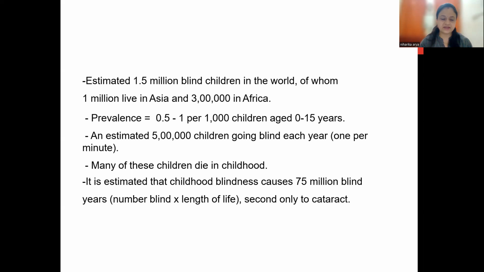So childhood blindness is very important, and its control is very important. An estimated 1.5 million blind children in the world, of whom 1 million live in Asia and 3 lakhs in Africa. An estimated 5 lakh children go blind each year. It is 1 per minute.